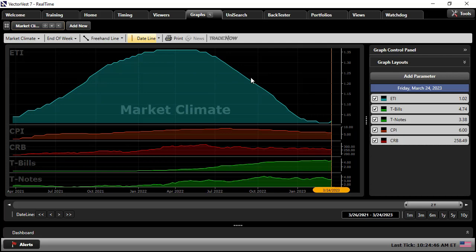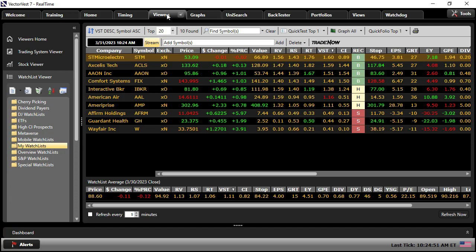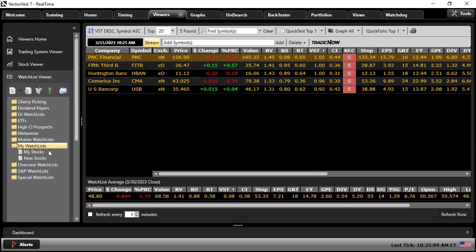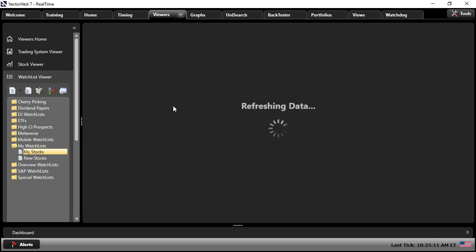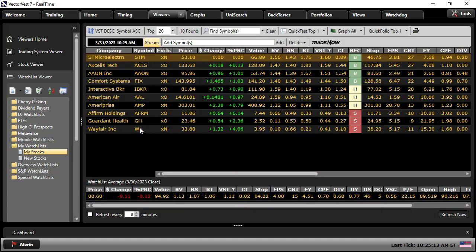So we'll go back into the program, and from here I'm going to go to the main toolbar and choose the Viewers tab. What I've done is create a couple of watch lists. The first one is called My Stocks. So let's take a look. I created this theoretical 10 stock portfolio to illustrate the power of creating a watch list of your stocks. While it may seem pretty basic, the amount of information that you're looking at here for individual stocks and for your overall portfolio with our watch list average is really very powerful.